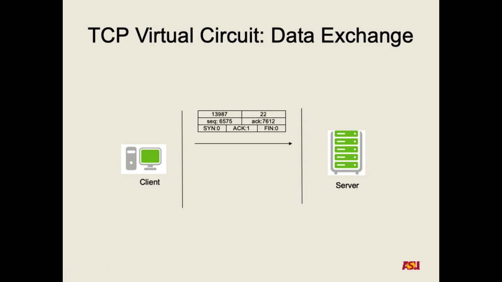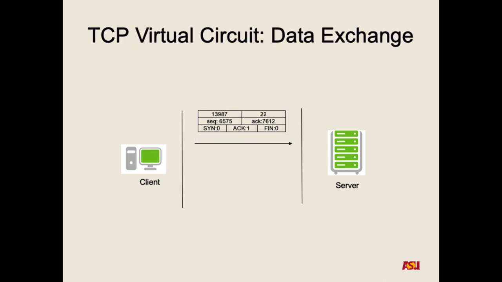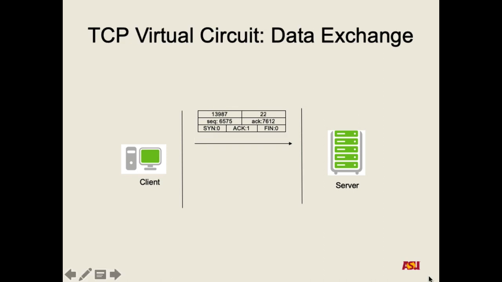So continuing off of our other example, because this is going to be better, because the numbers need to add up. Needs to be very particular, that's why I don't want to do it by hand. So now that our circuit, our three-way handshake has been done, now we want to exchange some data. So the client in this case is going to send 25 bytes of data from the client to the server.